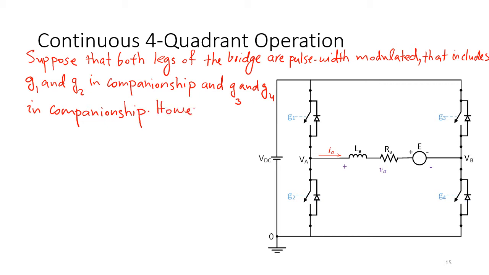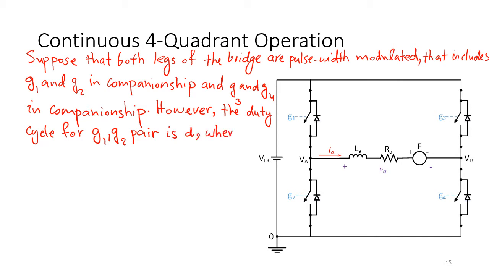However, the duty cycle for the G1 G2 pair is D, whereas for the G3 G4 pair it is 1 minus D.